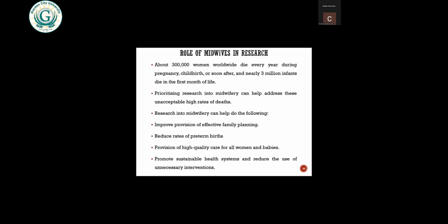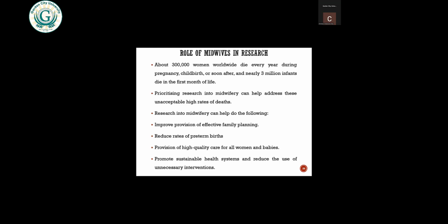Research into midwifery can help do the following things. One, it can help improve the provision of effective family planning. It can also help reduce the rate of preterm births. It can provide high quality care for all women and babies, and it can promote sustainable health systems and reduce the use of unnecessary interventions.